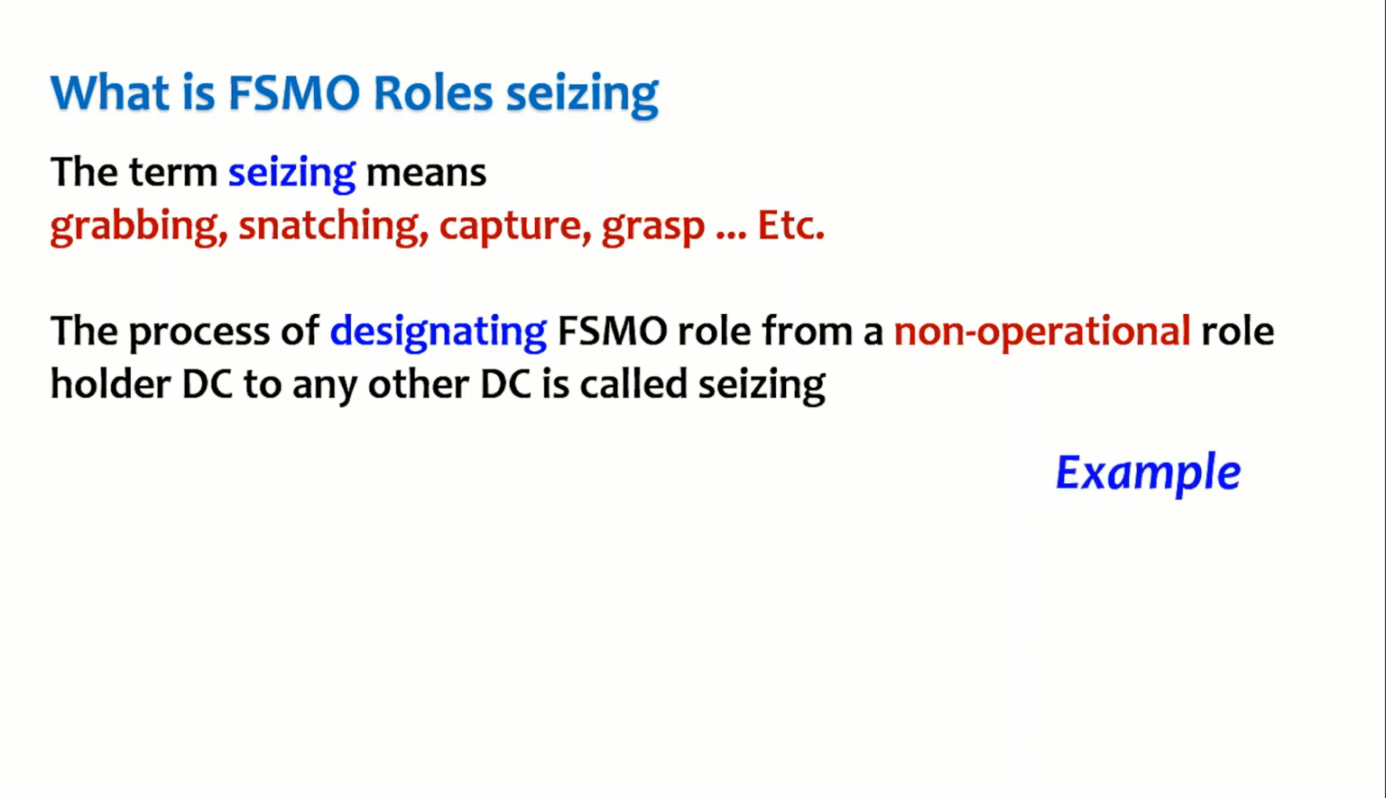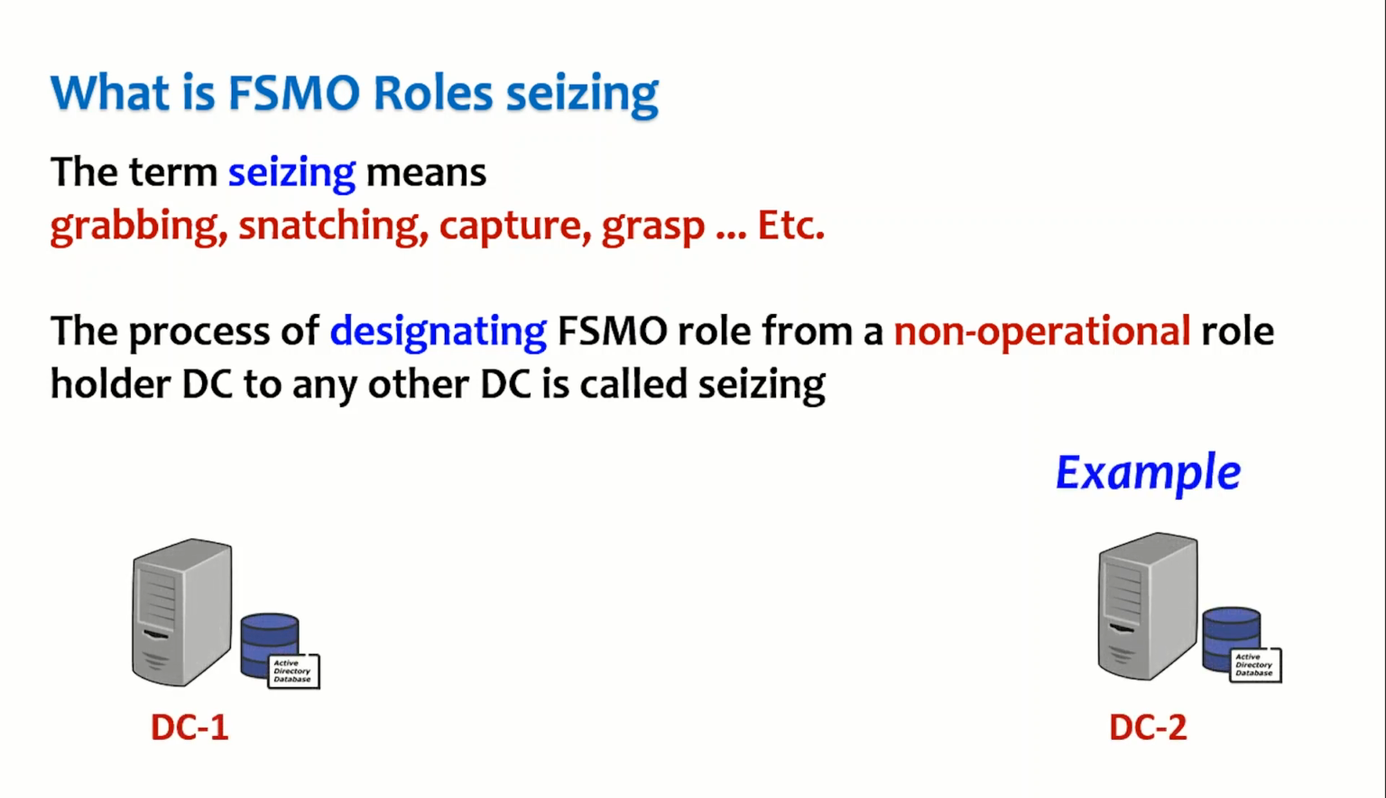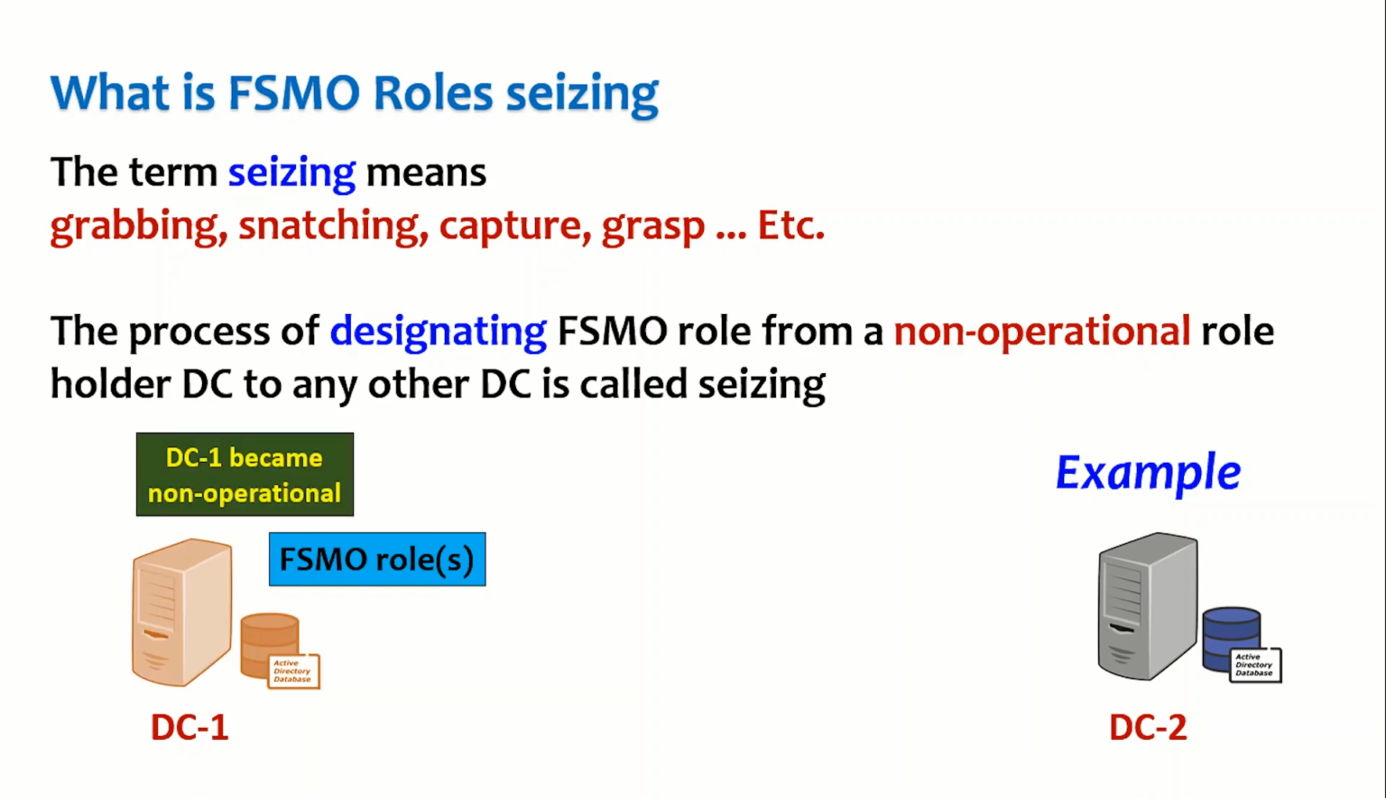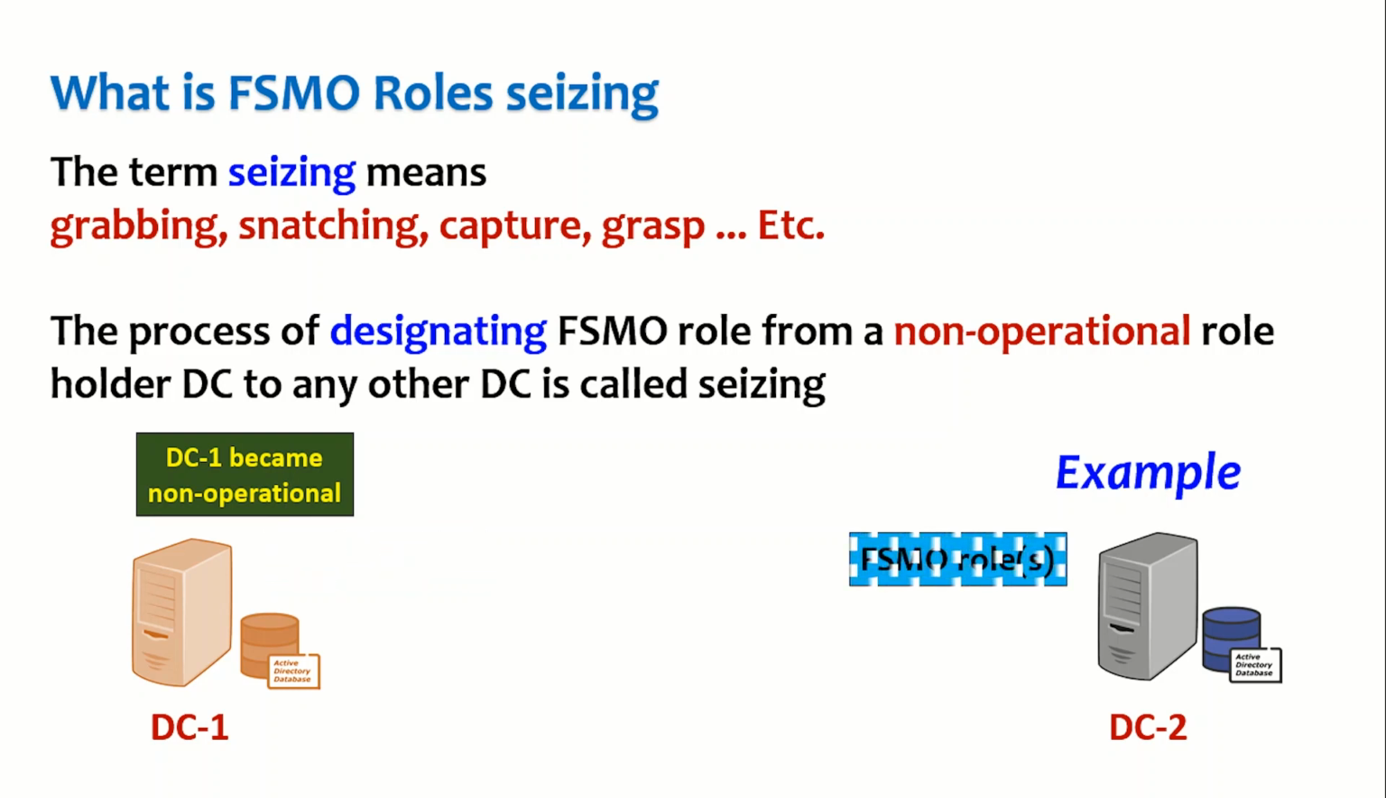Let's take an example. Let's say we have two domain controllers, DC1 and DC2, and DC1 is holding an FSMO role, or say multiple roles. Unfortunately, DC1 became non-operational, say due to operating system issues or hardware failure, anything. We tried to restore it, but nothing worked out for us. So the only option left was to seize this role and make DC2 the FSMO role holder. After doing this, DC1 is just logically present in our Active Directory. Physically it's non-operational, a dead domain controller.